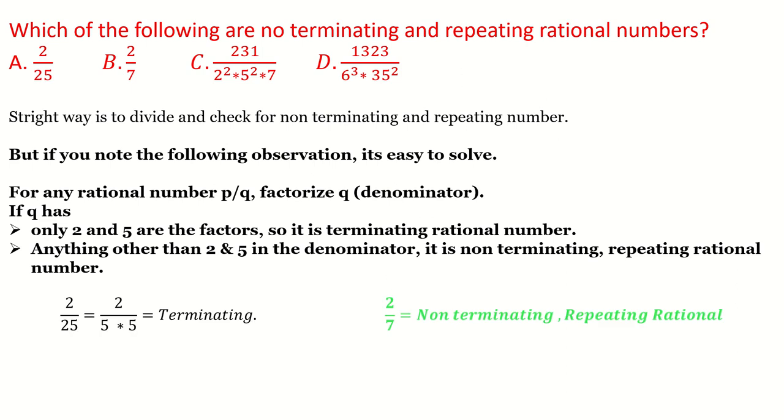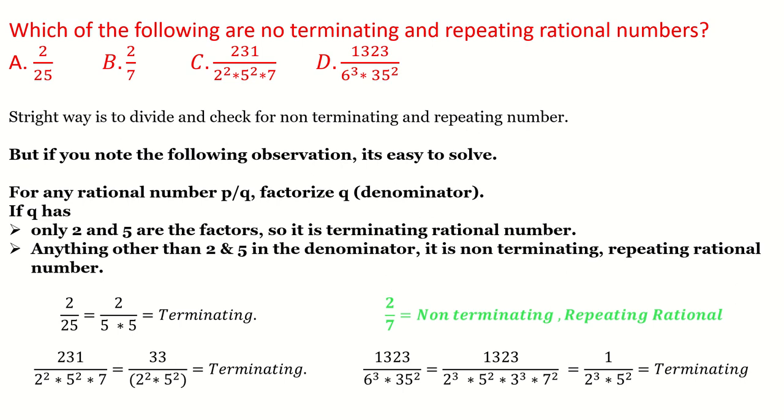2 by 25 is 2 by 5 square, so terminating obviously. 2 by 7, 7 is there other than 2 and 5, right? So non-terminating, repeating. 231 by 2 square into 5 square into 7, you can actually divide by 7. So it becomes 33 by 2 square into 5 square, which again has only 2 and 5, so it is terminating.